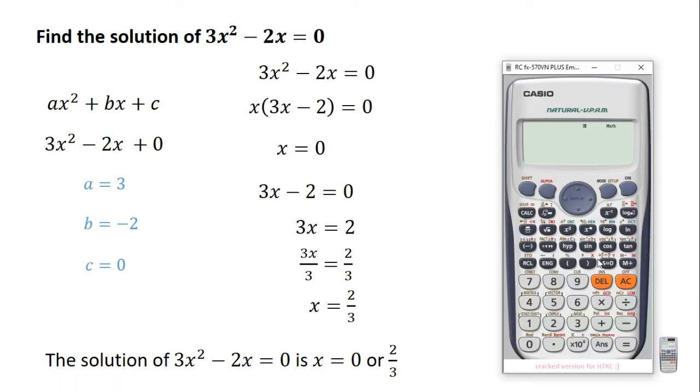So you switch on the calculator, you go to mode, you select equation, that is number 5, then you select quadratic equation, that is number 3. The calculator is asking for a. a is 3, so you press 3 and equal to. b is minus 2, so you press minus 2 and equal to. c is 0, so you enter 0 and equal to. The calculator says that x1, that is our first solution, is 2 divided by 3, just as we have here. And x2, that is our second solution, is 0.